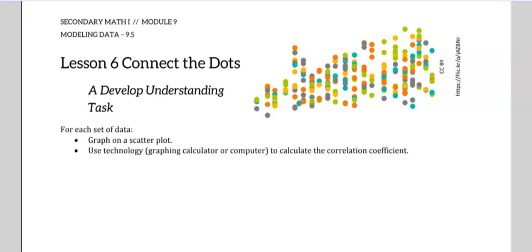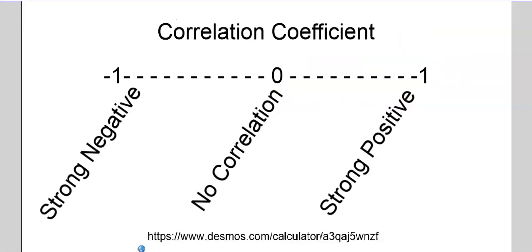In this lesson, you're given a series of tables to start out with, and you create graphs, and then using technology, you calculate the correlation coefficient for the set of data. A correlation coefficient is a number between -1 and 1.